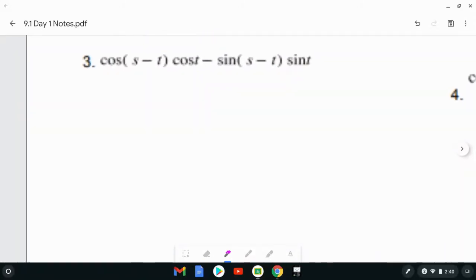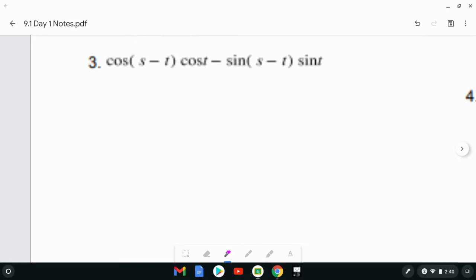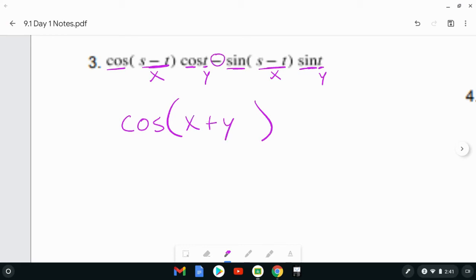If they don't give us values, we can still apply this to simplify and reduce. Again, notice we have cosine, cosine, so that's back to back, sine, sine. So if we look at that on our formulas, we know it's going to be a cosine. They're using s and t, so we're going to hold off on these and use x and y. If I say this is x and this is y, cosine, remember because it is a negative, that would be the opposite. So that would be cosine of x plus y.